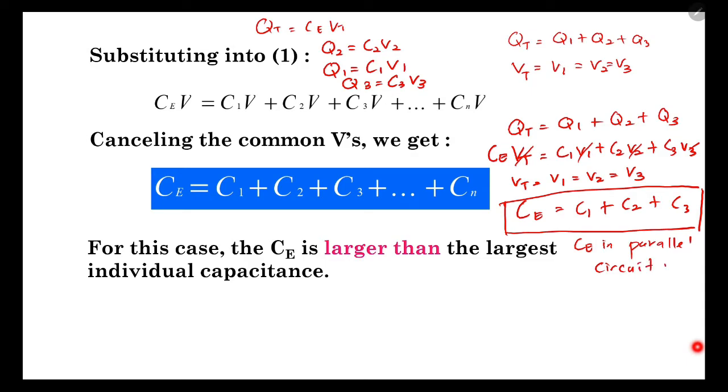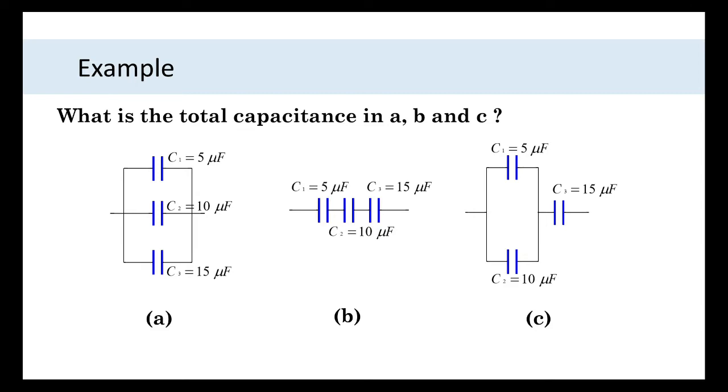Alright, let's do the example. What is the total capacitance in A, B and also C? This one is A, this one is B, and this one is C. So let's go.